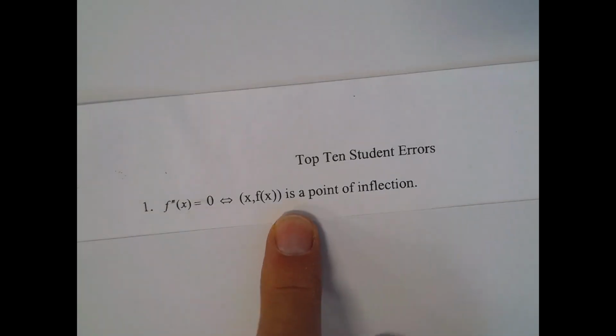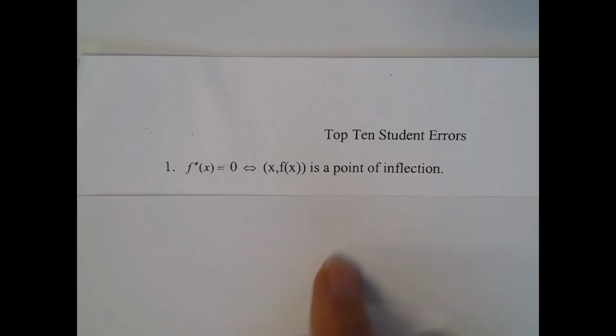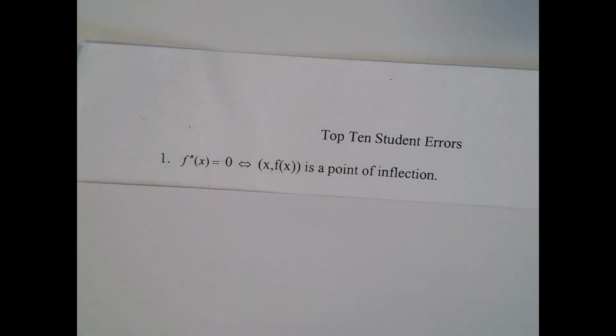So first one, f double prime equals 0, so that means there's an inflection point there. What's wrong with that is it has to change concavity. It's not sufficient for the second derivative to be 0 for it to be an inflection point. Inflection points could be where the second derivative is undefined, or when it's 0, but it has to be where it changes concavity.